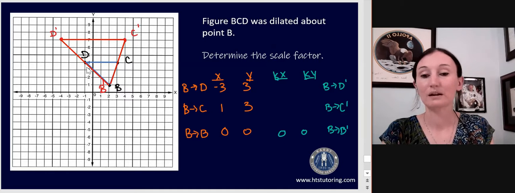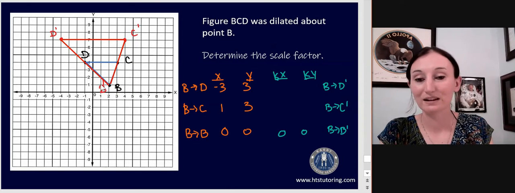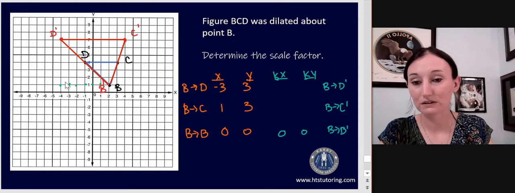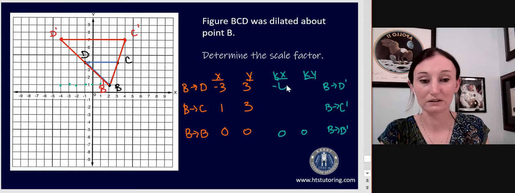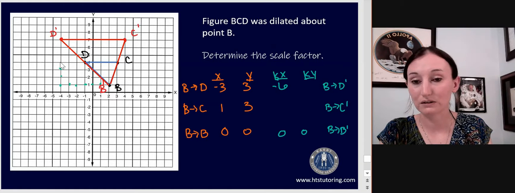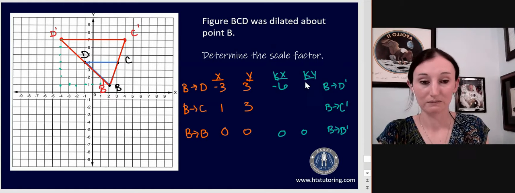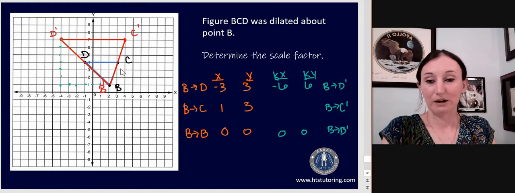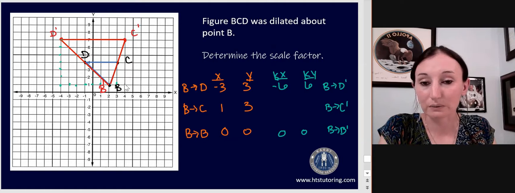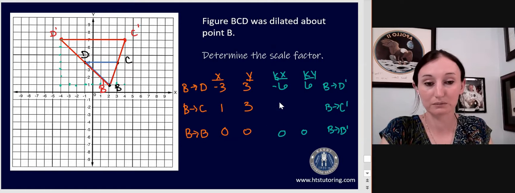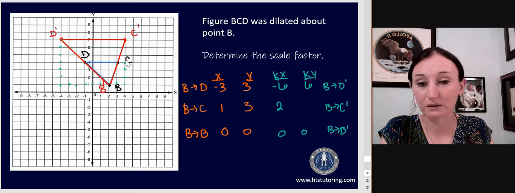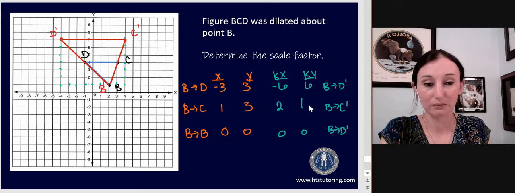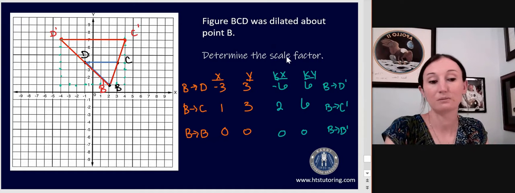All right, but B to D prime is 1, 2, 3, 4, 5, 6, so -6, and up 1, 2, 3, 4, 5, 6, up 6. Okay, and B to C prime is 1, 2, +2, up 1, 2, 3, 4, 5, 6, up 6. Okay, so we can take any of these and compare them.